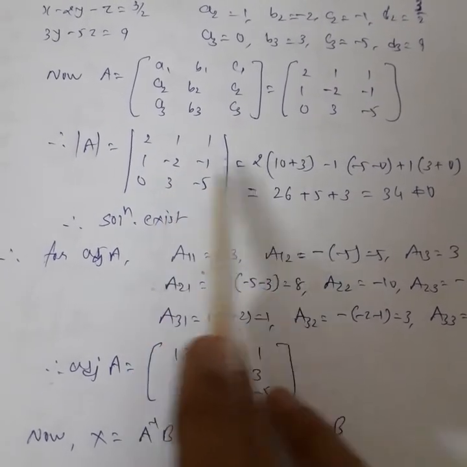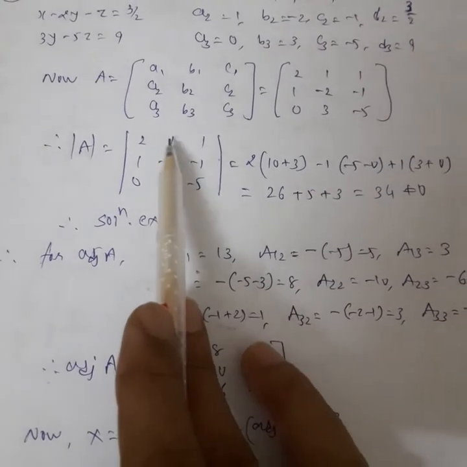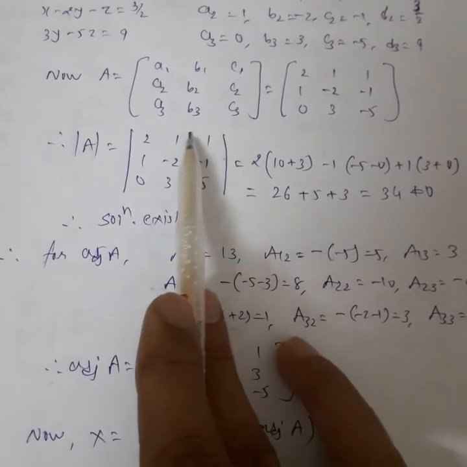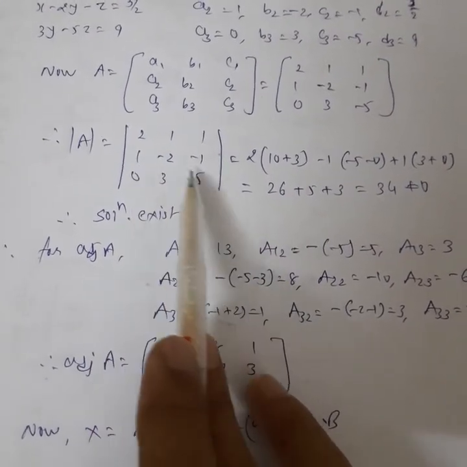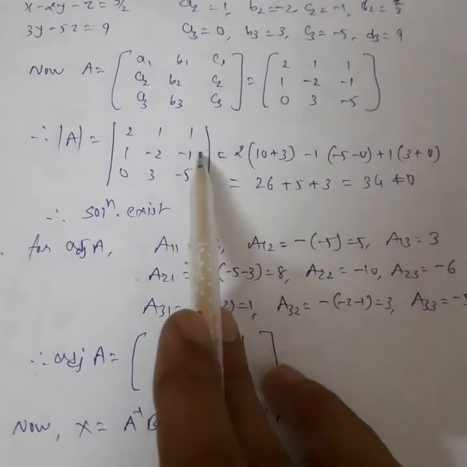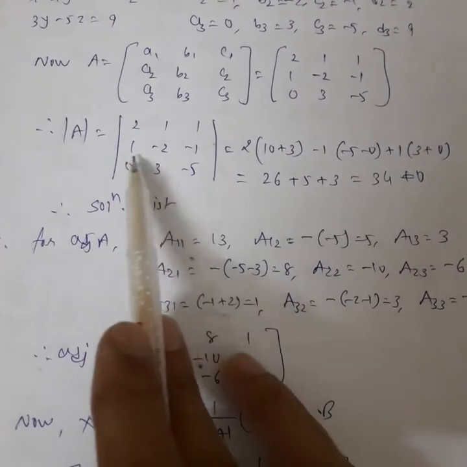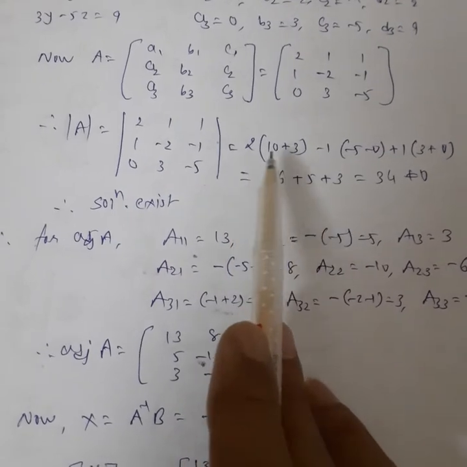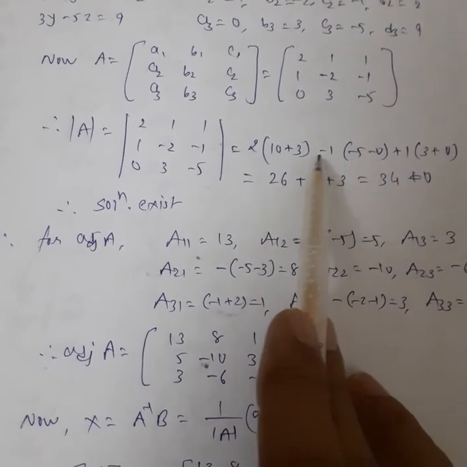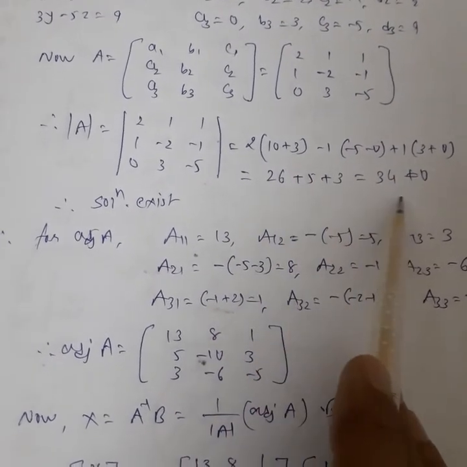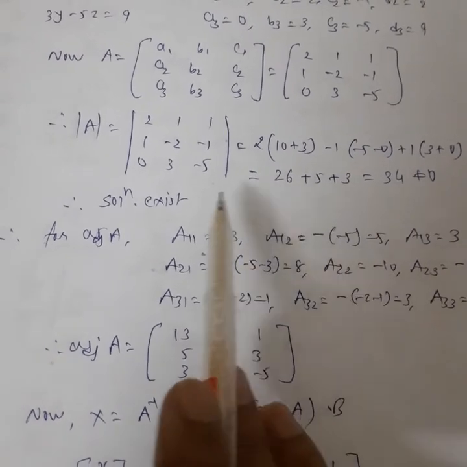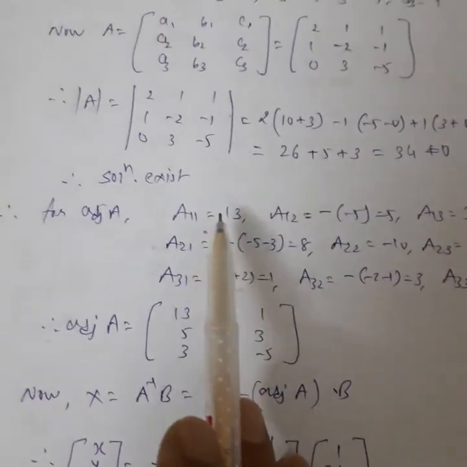So 2 into 10, plus 3 minus 1. The first row second column should be cancelled, so it is 1 into minus 5 minus 0, plus 1 into 1 times 3 is 3. So we get 13 times 2 is 26, minus minus plus 5 plus 3, so it is 34. It is not equal to 0, meaning the inverse exists.